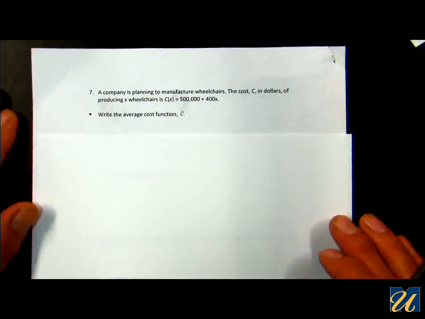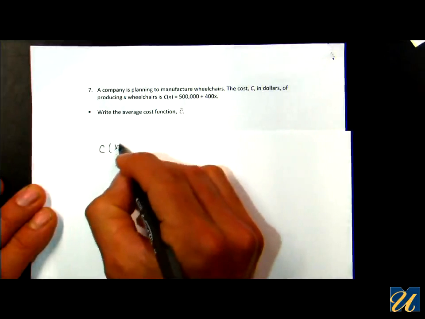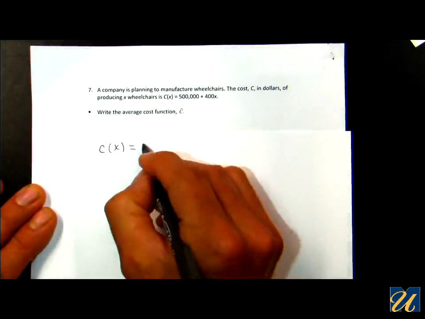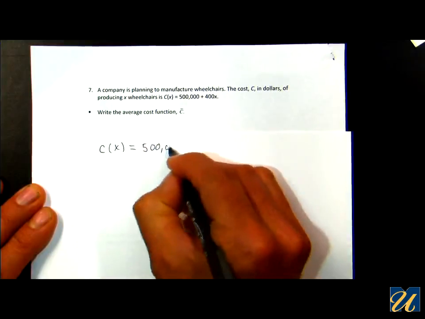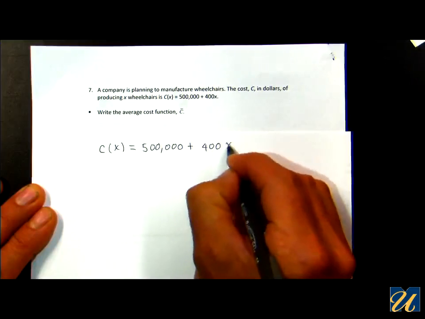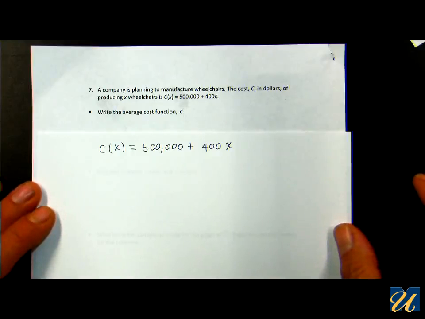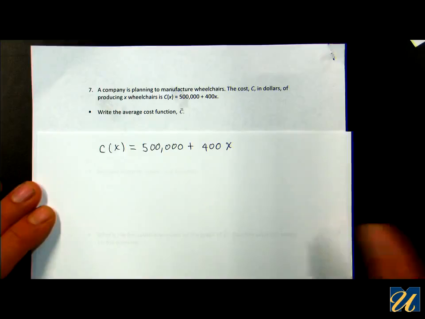Problem 7. Okay, here we have an application problem. Let's take a look at that. A company is planning to manufacture wheelchairs. The cost C in dollars of producing x wheelchairs is given by the function 500,000 plus 400x. It doesn't say how often we are producing the wheelchairs, so let's say it's on a per month basis.